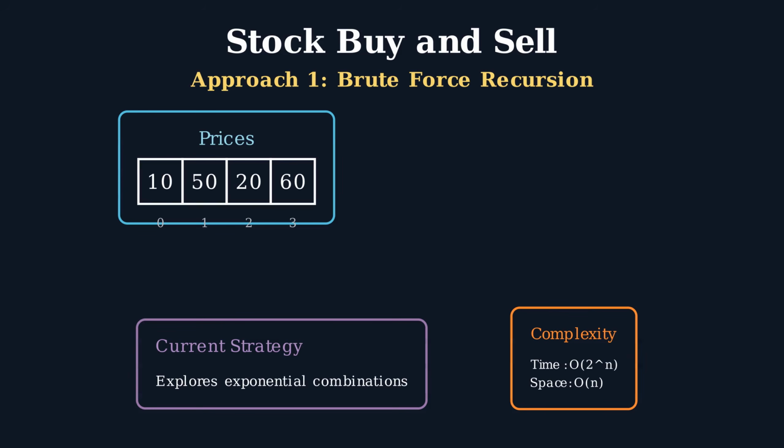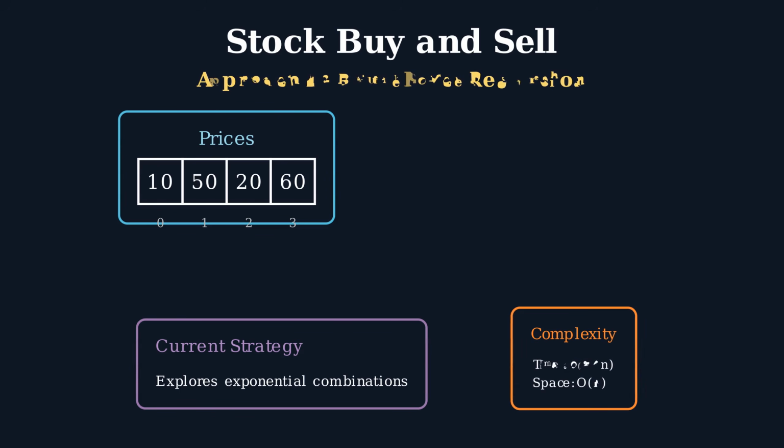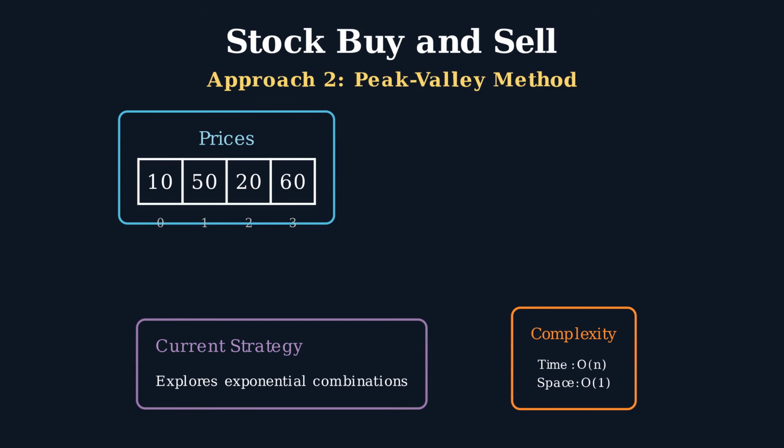To optimize, look at the price graph's geometric behavior. We can track local valleys, where prices stop dropping, and local peaks, where prices stop climbing. Locking in transactions purely between consecutive valleys and peaks guarantees optimal returns.